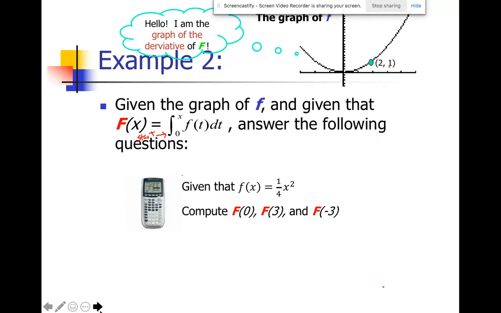Please get your calculator. And now I'm going to ask you for some accumulation values. Now I care about the 0. Now I care because I'm actually using the function rule.